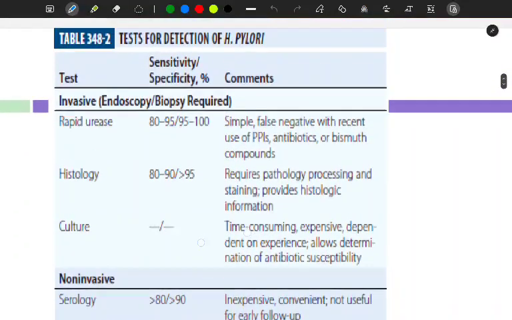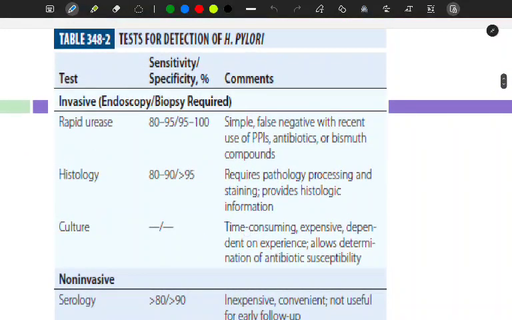So, how to test for H. pylori? Previously, no acid, no ulcer; nowadays, no Helicobacter pylori, no ulcer. Okay, so we have invasive and non-invasive. Invasive by the endoscopy: as we said, when we do the endoscopy, we take an antral biopsy with the forceps and put it within the kit. Within 2 or 3 minutes, it will change from yellow to red, which means it's a positive urease.